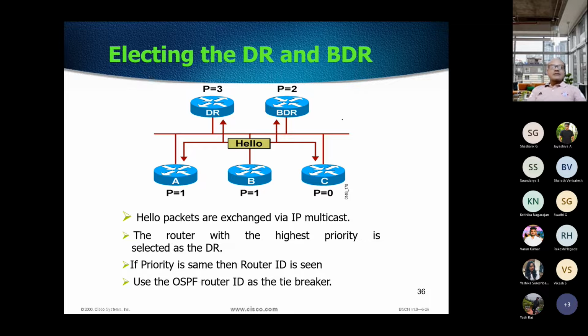So the election of DR/BDR, guys. How will the election be done? The highest priority will become your DR. Hello packets are exchanged via IP multicast. The router with the highest priority is selected as the DR. If the priorities are the same, you will see the router ID, using the router ID as the tie breaker. Or else we can also manually change your router ID, guys. No problem, that is also possible. Whichever router you want to make DR, we can select.